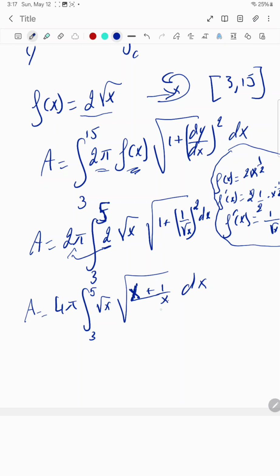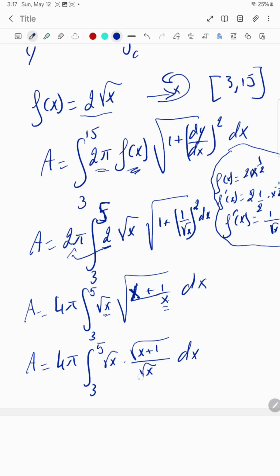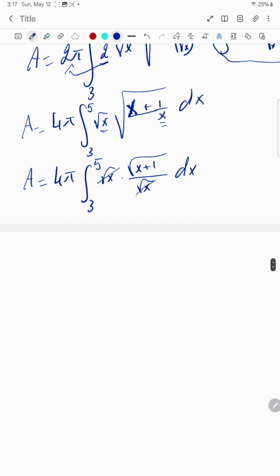But here I have square root of x here and square root of x here, because I can write it: A equals 4 pi times 3 divided by 5 of square root of x times square root of x plus 1, divided by square root of x dx, and this would disappear. I would end up with square root of x plus 1. So I say let u equal x plus 1, so my du equals dx.